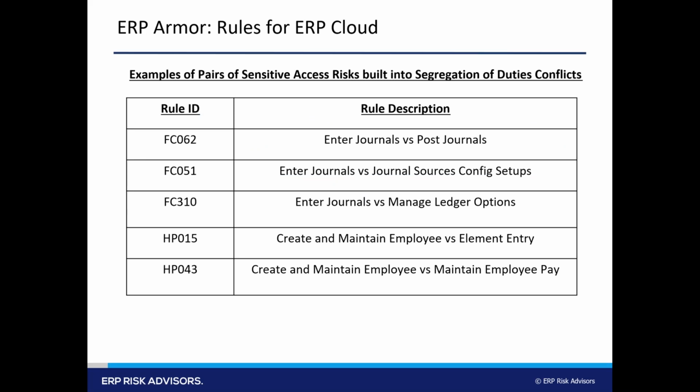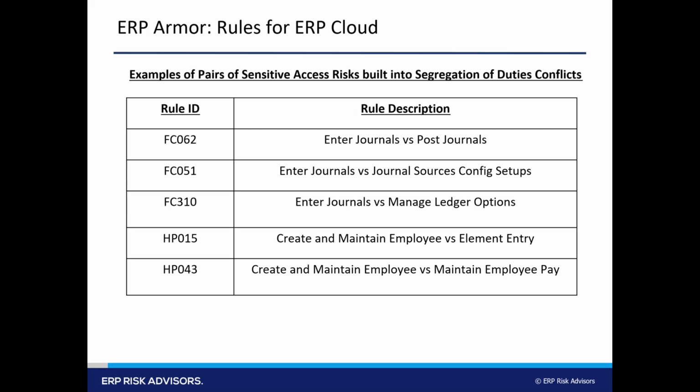So sensitive access first, SOD second. We talked about some examples of sensitive access risks. From an SOD conflict perspective, a lot of organizations understand what those are. A common SOD is enter journals versus post journals. Usually it's going to be mitigated through a journal approval workflow process, so that's a transactional type SOD conflict. The second example, FC051, is what we call transaction versus configuration.